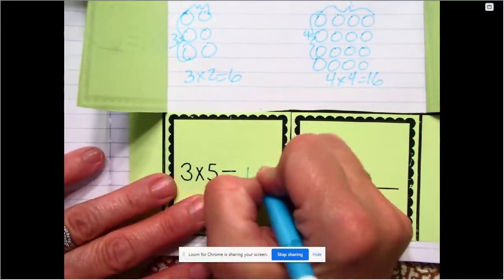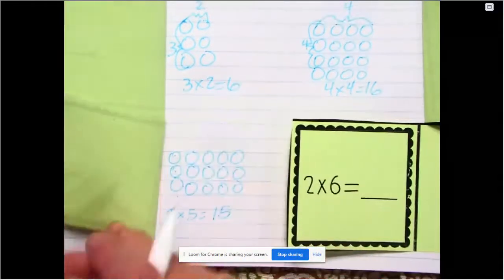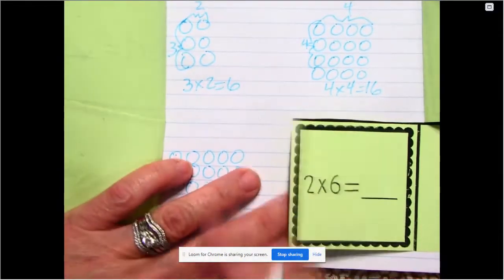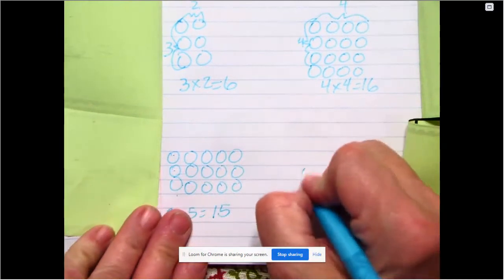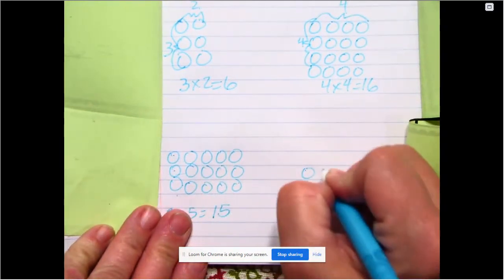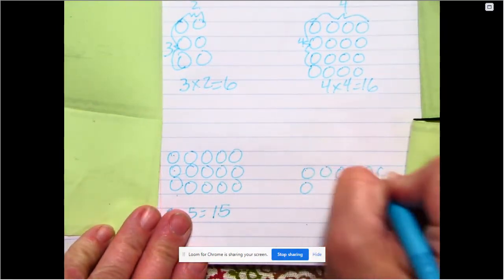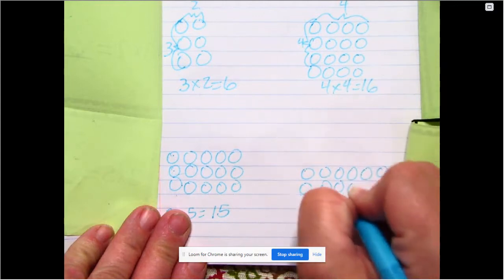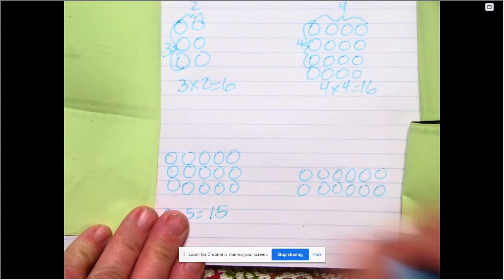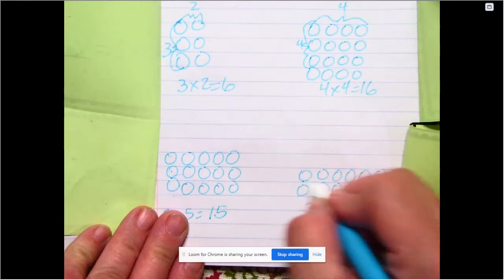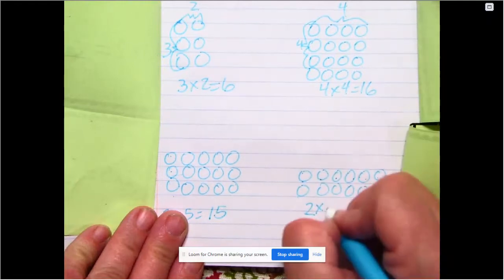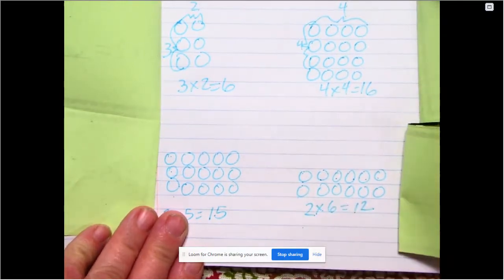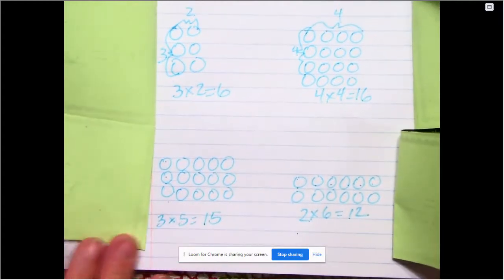Okay. 2 groups of 6. So that's going to be an easy one. 1 group, 2 groups. 1, 2, 3, 4, 5, 6. 1, 2, 3, 4, 5, 6. 2 groups of 6 equals 12, which is a dozen.